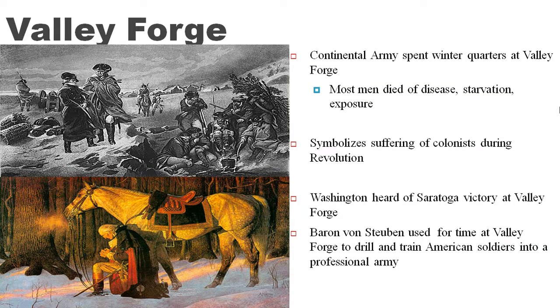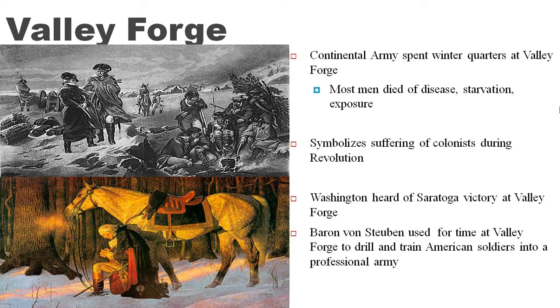And then we have Valley Forge, a symbol for the suffering that the colonists endured during the Revolution. The Continental Army spent the winter quarters at Valley Forge. Many men died of disease and hunger or froze to death. At this time, Baron von Steuben was brought to camp to train and drill these American soldiers into a professional army for the first time.